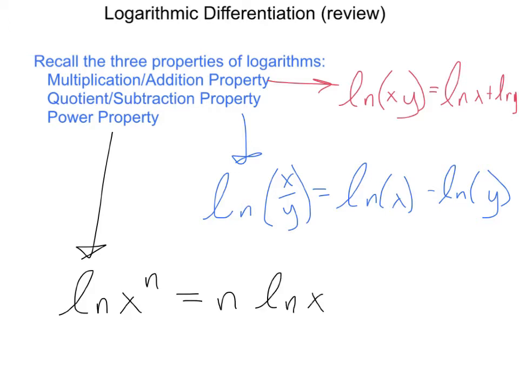Keep in mind, all these properties work both directions, right? If you have two logs added together, you can also combine them into a single log. If you have two logs subtracted, you can divide the arguments and put it as a single log. If you have a number in front of a natural log or any logarithm, you can move that up as a power. Lots of times we go this direction simplifying to do the derivative, and then we go back this way at the end to simplify our answer and give us one nice compact answer. So we're going to use these properties in the following problems to take some derivatives.